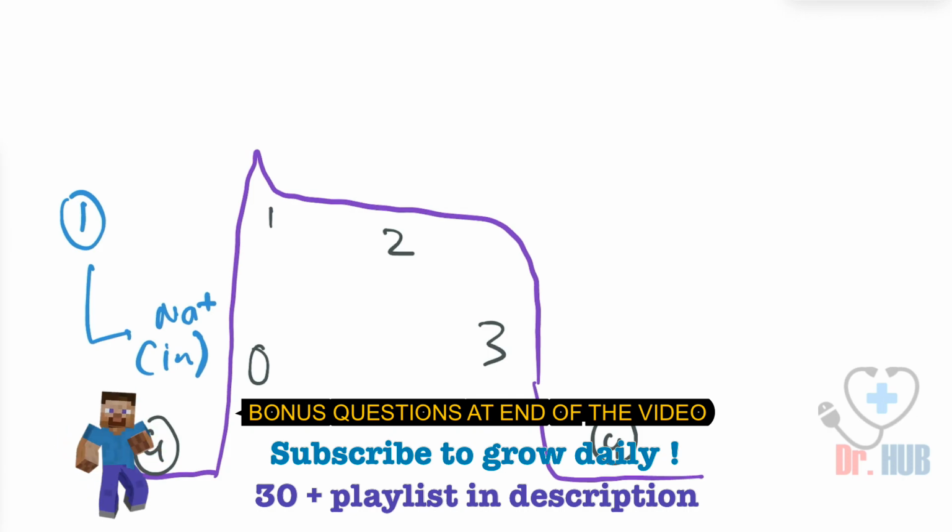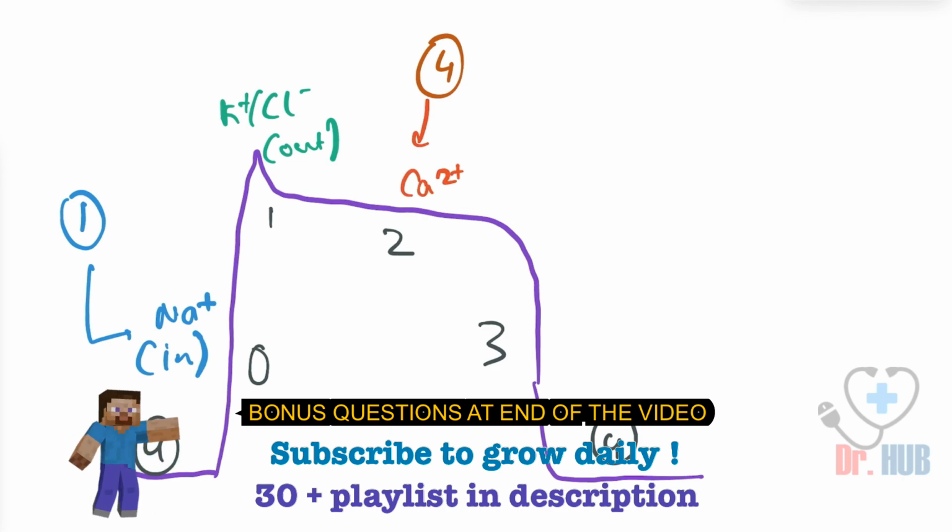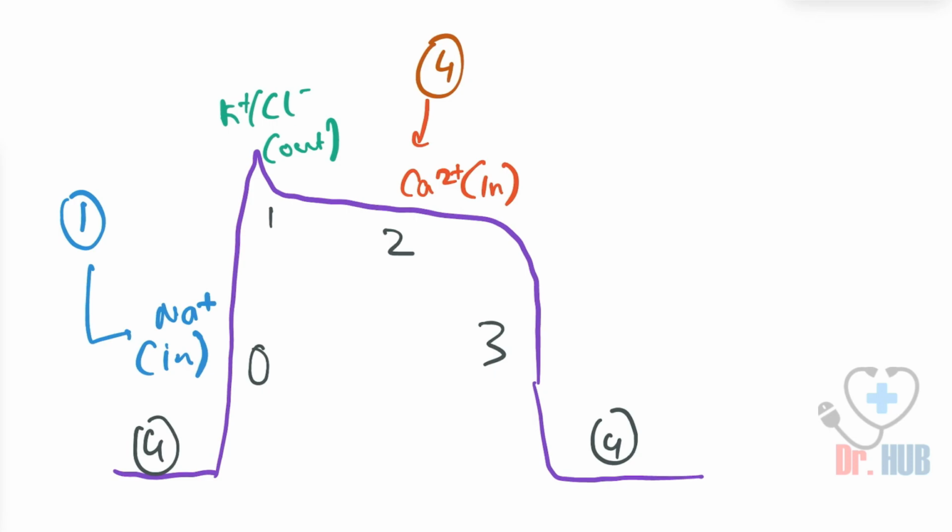Next we are looking at class 4. But before that we are looking at the ions. At peak, what happens? The potassium as well as the chloride go out. Then in class 4, what happens is it acts on the calcium. This plateau is where the calcium goes in.